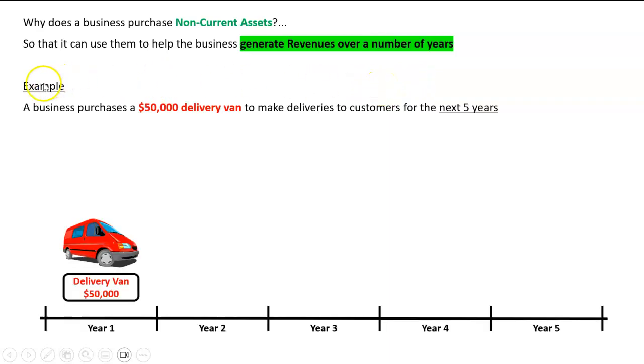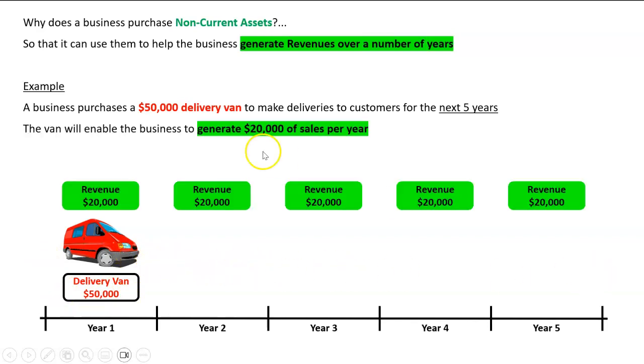So let's just take a basic example. A business purchases a $50,000 delivery van to make deliveries to customers for the next 5 years. So here's our van, costs $50,000. We're going to use that to make revenues by delivering products to customers for 5 years. So basically, just come up with an estimate here. The van will enable the business to generate about $20,000 of sales every year.